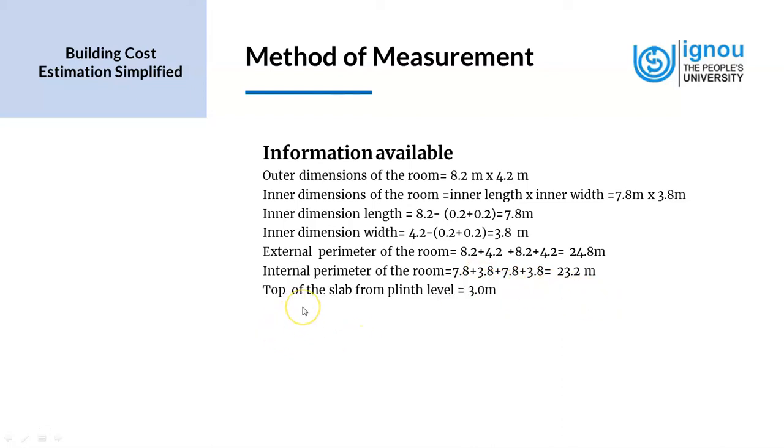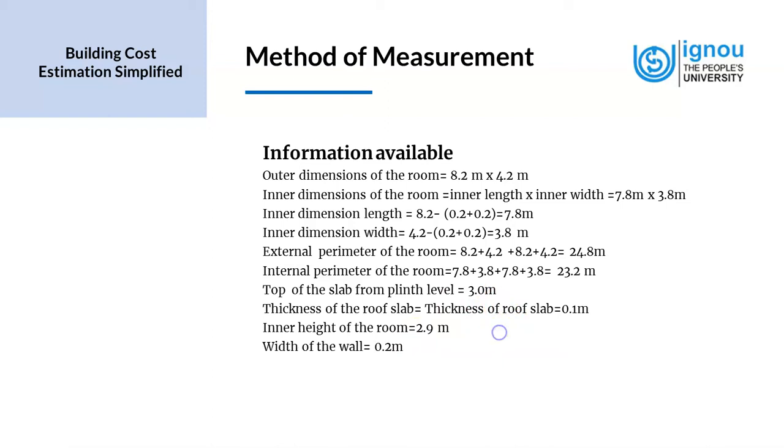Another piece of information available to us is that the top of the slab from the plinth level is 3 meters, and we mean the roof slab here. The thickness of the roof slab is 0.1 meters. The inner height of the room is 2.9 meters, and the width of the wall is 0.2 meters.